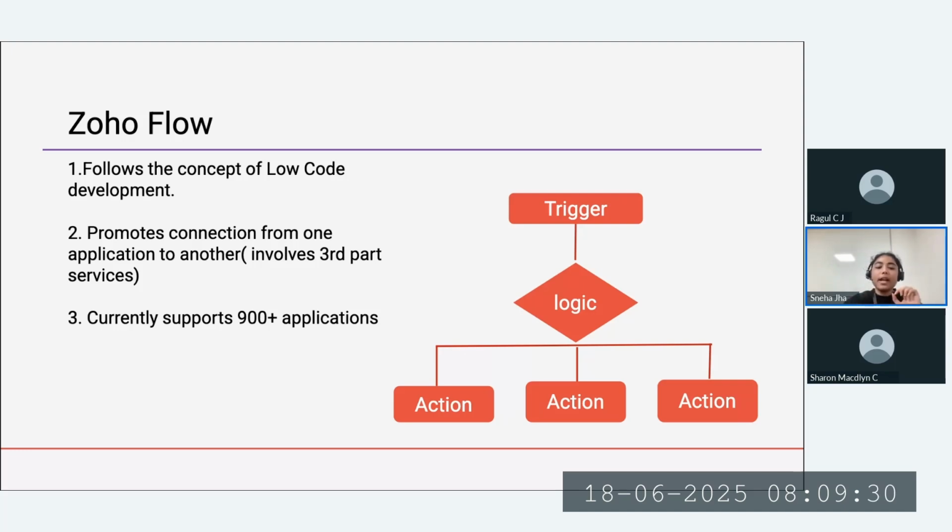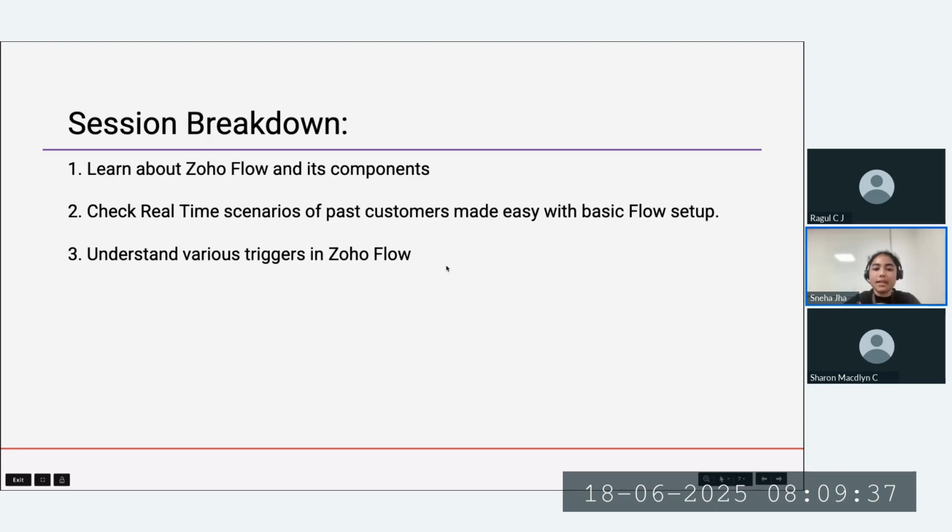Now that we have a brief understanding of how a flow would be created, let's look at the session breakdown of what we are about to learn today. Today, I'm going to take you through various components that are available within Zoho Flow. We are also going to be looking at the triggers that we have in Zoho Flow. Currently we have 6 triggers, and I will show you one by one how these triggers can be used. We are also going to check certain use cases that our past customers have reached us with. So without any further ado, let's get into the system and see how Zoho Flow works.